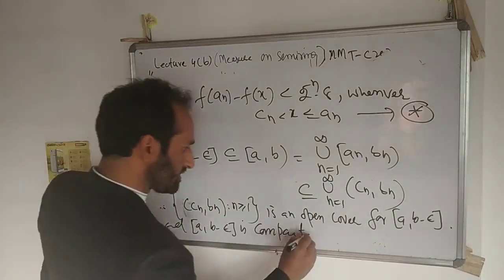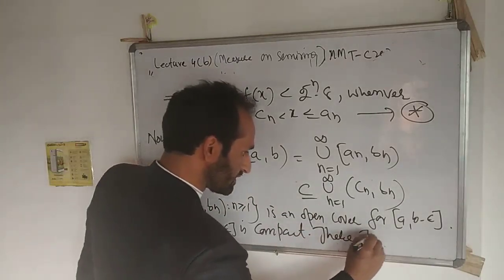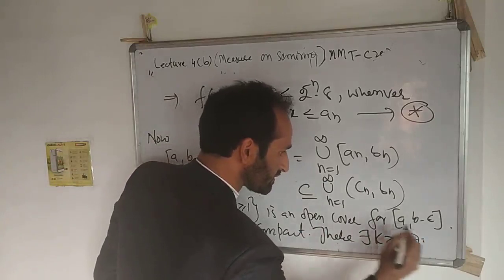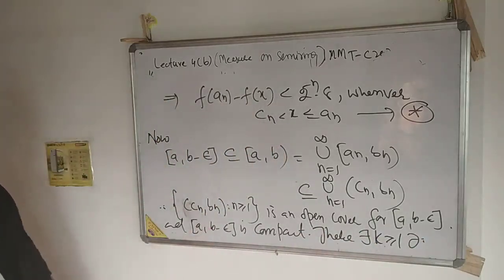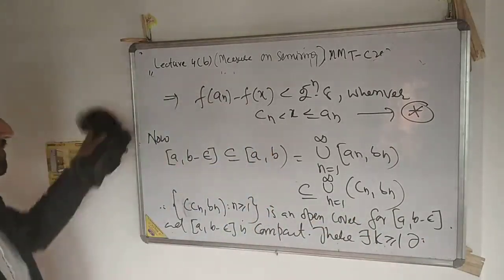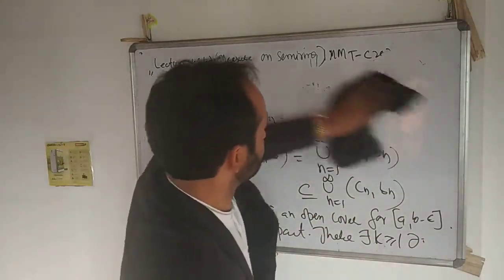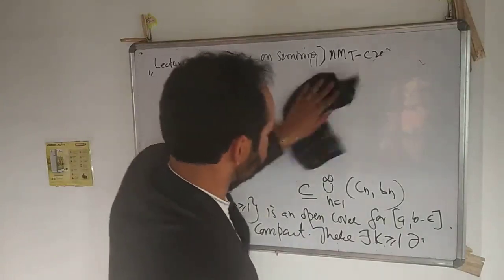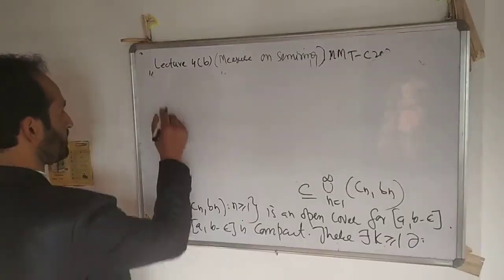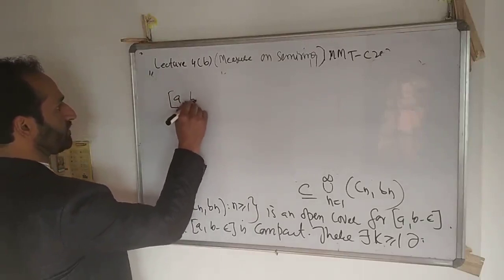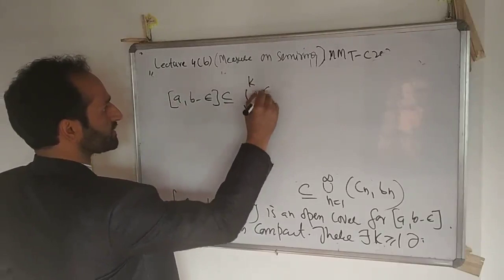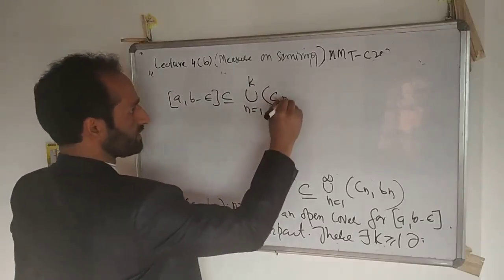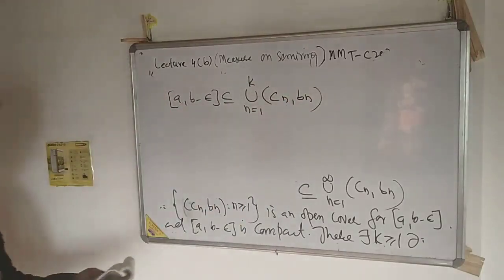So thus there exists K greater or equal to 1 such that C1, B1, C2, B2 up to CK, BK is an open cover of A to B minus epsilon, such that A to B minus epsilon is covered by these finitely many open sets. This is here C and Bn.